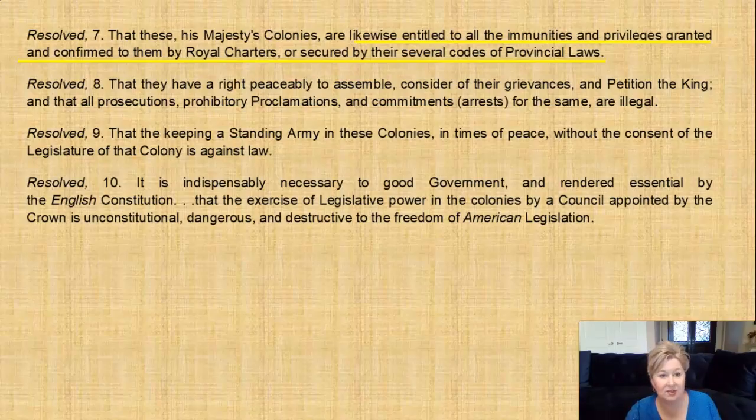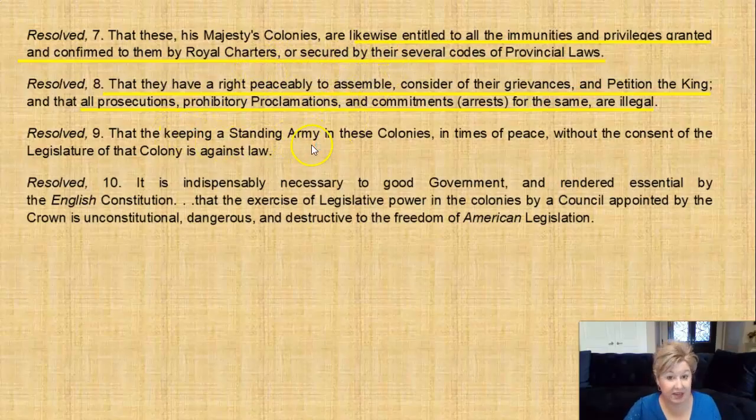We've always had this. Number 8, they have a right to assemble peaceably and to consider grievances and to petition the king. It's been guaranteed to us in the Bill of Rights. So if you prosecute us or you send out these prohibitory proclamations, if you arrest us for that, it's illegal. Okay, that's what they're saying here. We have a right peaceably to assemble. Remember that language. You're going to hear it again.